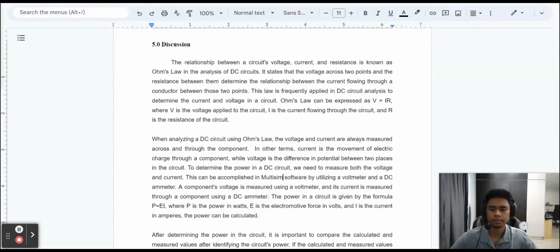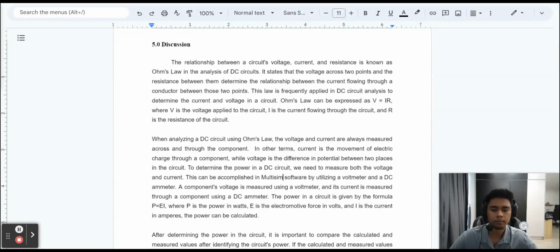Today I'm going to present our group discussion and conclusion. For our group discussion, the relationship between a circuit's voltage, current and resistance is known as Ohm's law in the analysis of DC circuits. It states that the voltage across 2 points and the resistance between them determine the current flowing through a conductor between those 2 points.